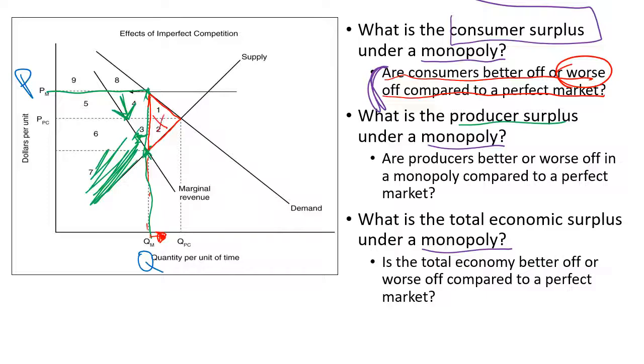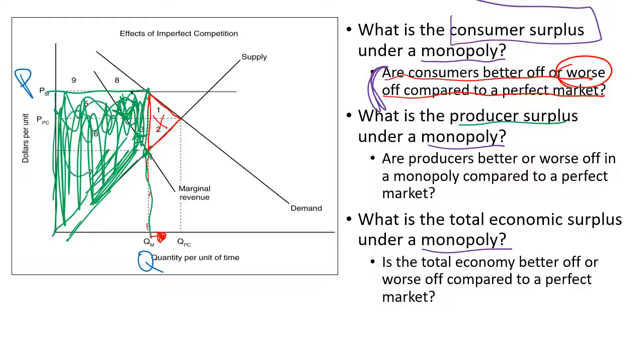So we do not count those 2 areas because that's higher than the quantity that we're actually producing. So what we do count though is this kind of quadrilateral area here. Okay, so this now is the producer surplus underneath a monopoly.